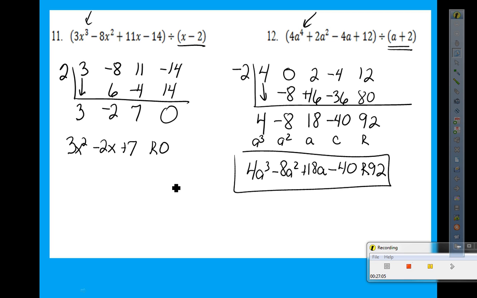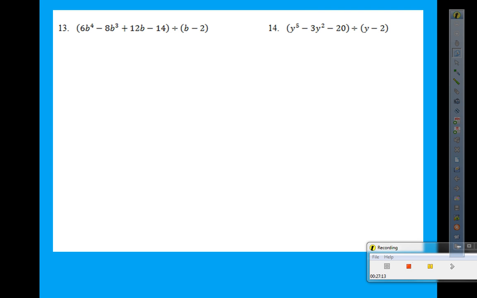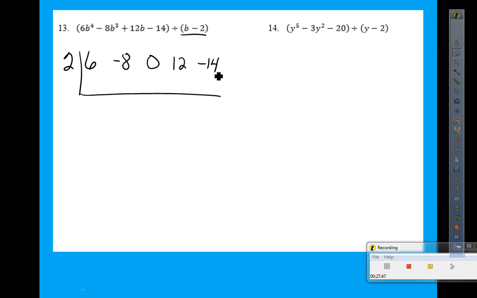So 13 and 14, if you would like, you could pause the video and see if you could figure out where the zeros go. Because there are a few zeros on some of these. So here goes. Set that equal to 0 and get a 2. When you look at your coefficients, it goes 4, so I need a 6. And then there is a 3, so I need a negative 8. But notice that there's no squared. I need a 0 to represent the squared. And then a 12 and a negative 14.